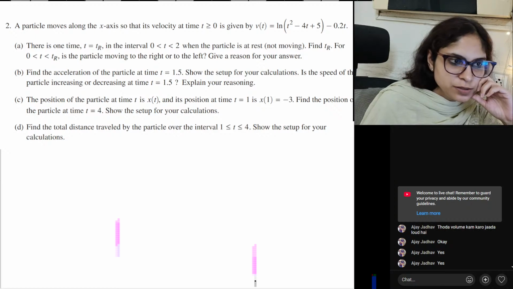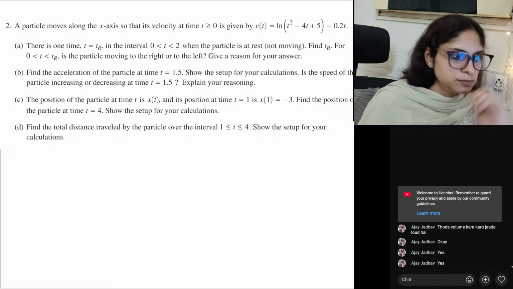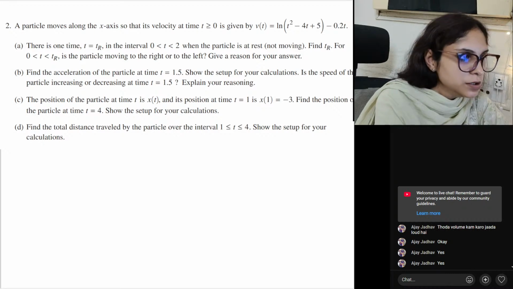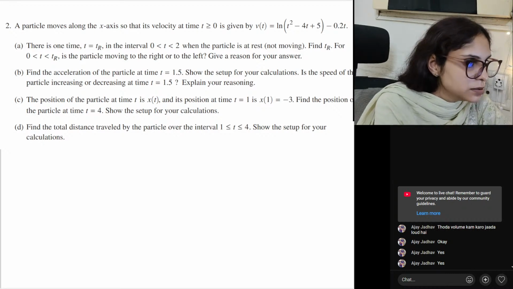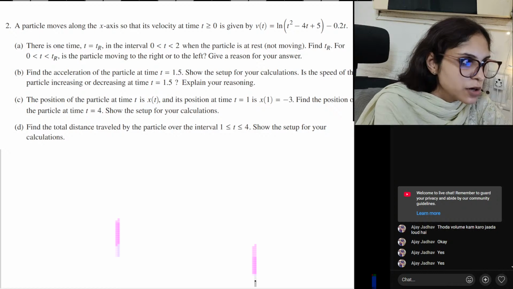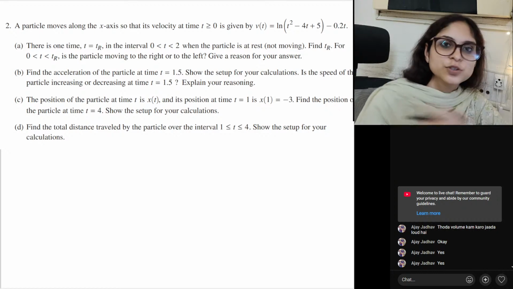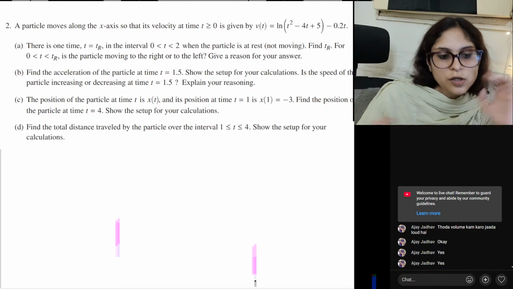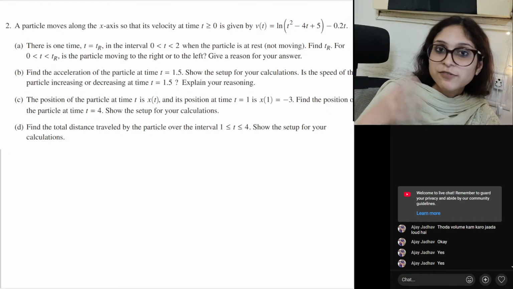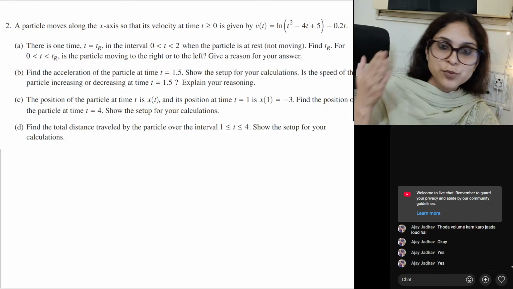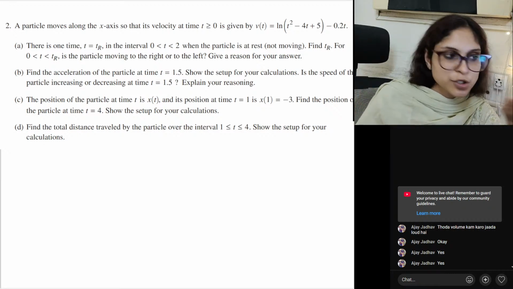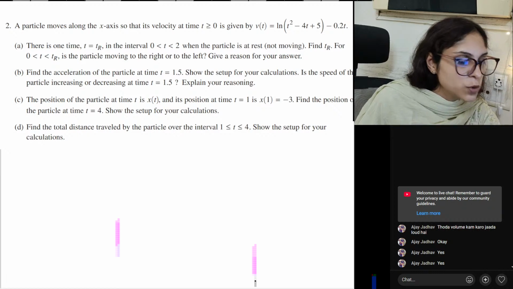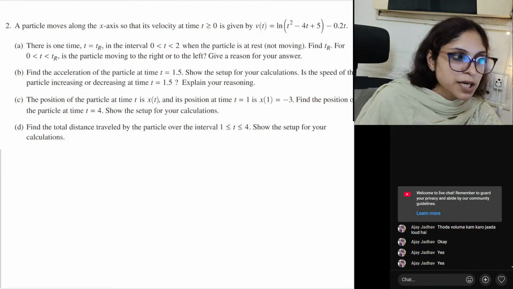Now, the second question. This is the second question. It states that a particle moves along the x-axis. So these are your motion questions. Motion questions means particle motions. Particles will have a position, velocity, and acceleration. So these are position, velocity, acceleration problems. Velocity is given by ln of t squared minus 4t plus 5, minus 0.2 t.